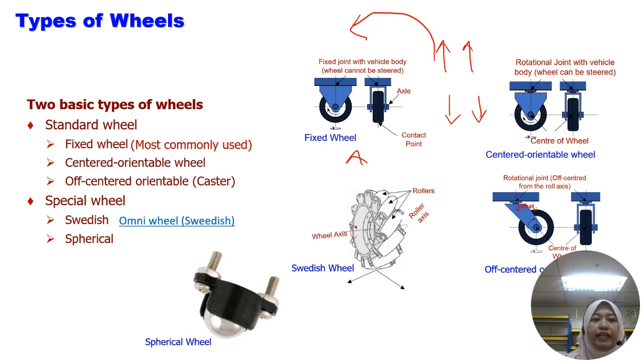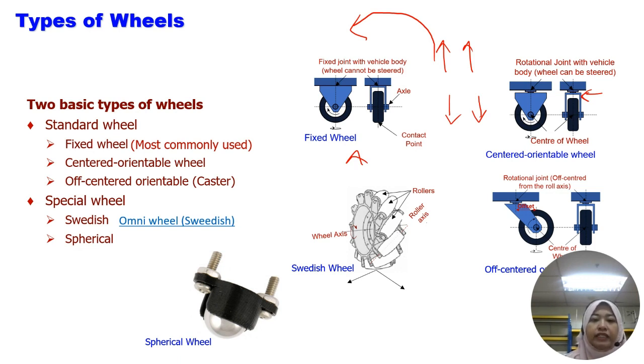Okay, ada juga yang center orientable wheel. So center orientable ni dekat bahagian tengah ni, dia ada rotational joint. Right, dia ada rotational joint. Okay, so tayar tu boleh berpusing macam tayar troli dekat Lotus ke kat Giant kan, so dia boleh berpusing.